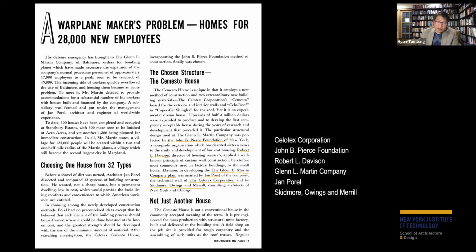Rob Davidson became really an expert in curtain wall design and curtain wall technology. He worked for the Glenn Martin Company, which is now part of Lockheed Martin aircraft company. John Perel was the engineer and contractor, and then the architecture firm Skidmore, Owings and Merrill. So all these groups got together. 1943 was a turning point for them.